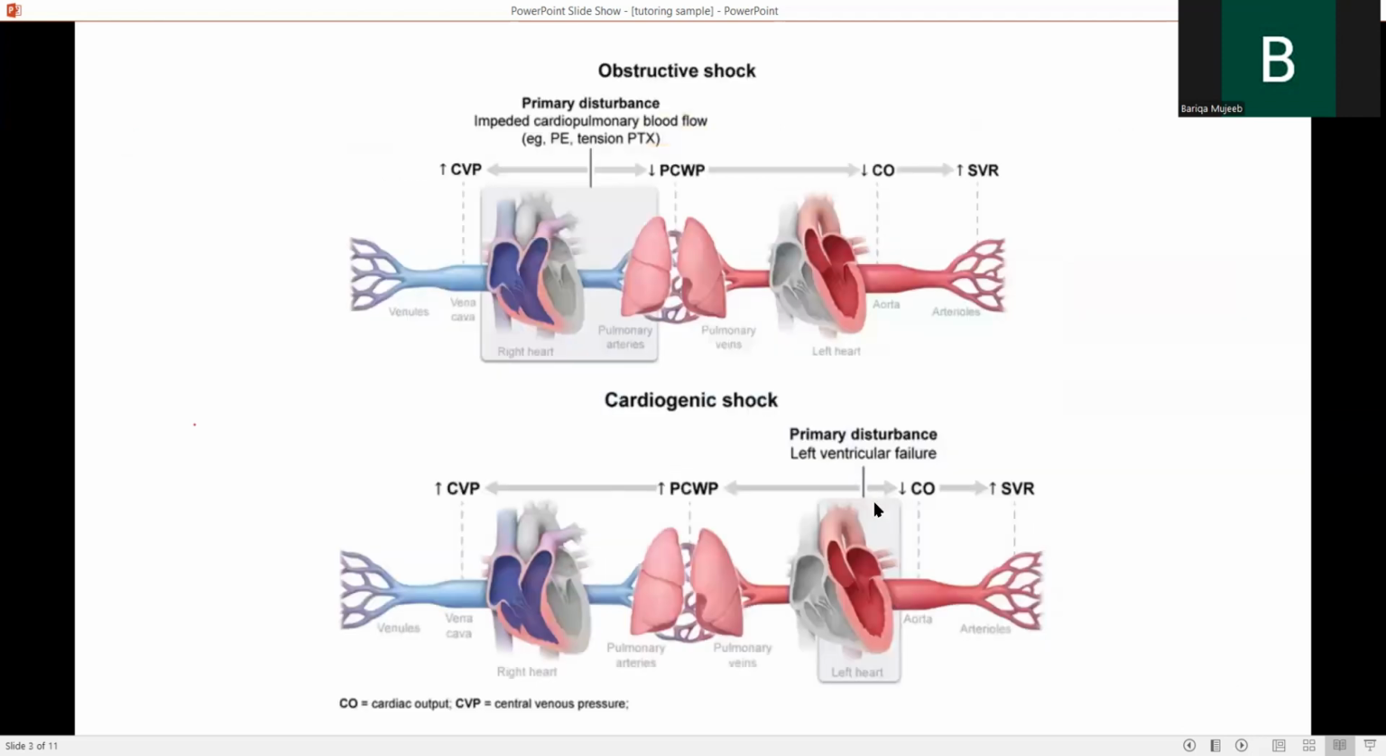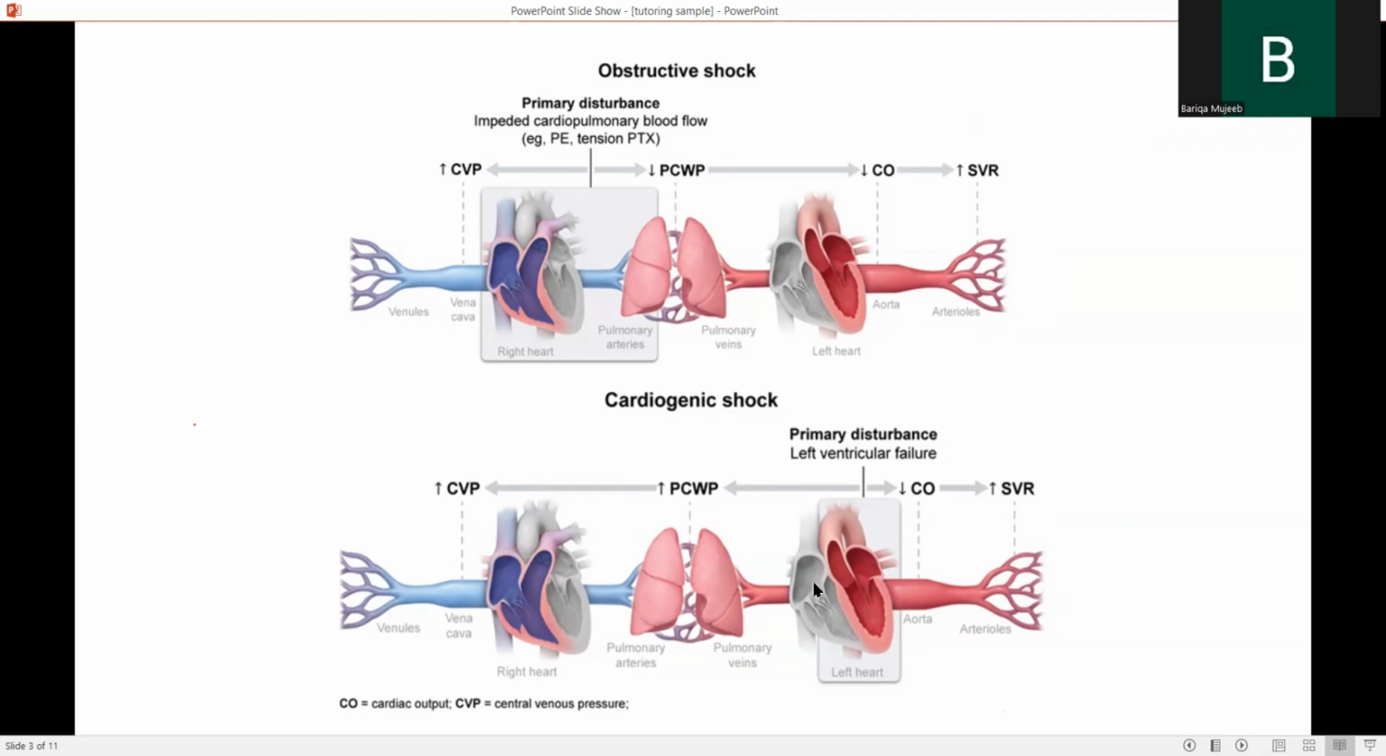First, starting with cardiogenic shock. What is the primary disturbance in cardiogenic shock? It is left ventricular failure, so the heart is not able to pump enough blood. What will happen if the heart is not able to pump enough blood? It will cause pooling of the blood in the pulmonary vasculature, which ultimately leads to pooling of blood in your venous vasculature. That increases the pulmonary capillary wedge pressure in the lungs and then towards the right side of the heart, which ultimately leads to pooling of blood in the venous circulation. That leads to a rise in the central venous pressure. So both the pressures, the central venous pressure and pulmonary capillary wedge pressure, have elevated.